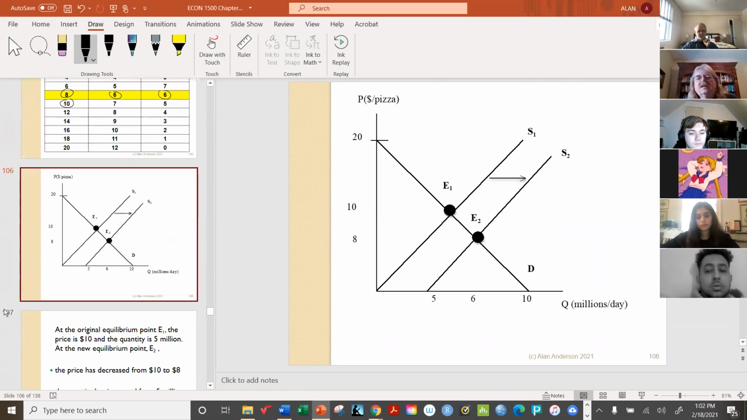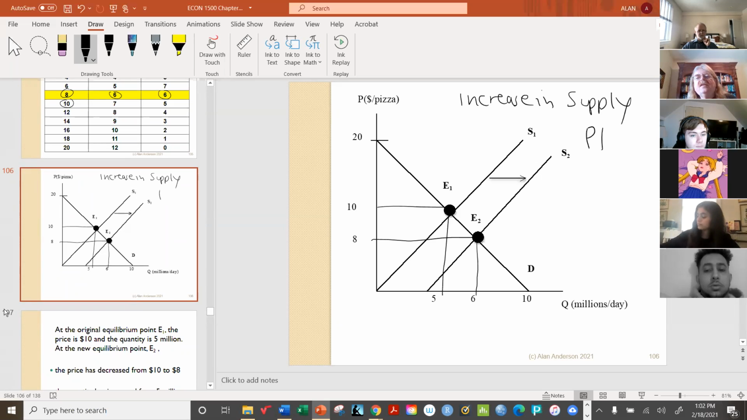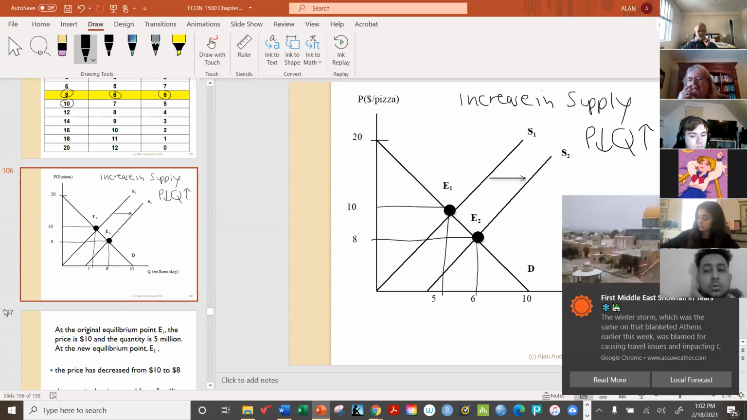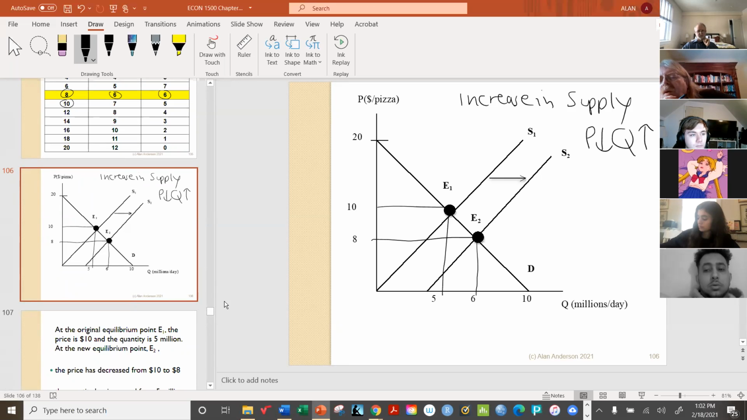So let's look at this. Ooh, we like this one. Look what happened. As a result of the increase in supply, the price went down and the quantity went up. So we can have more pizzas and pay a lower price for them. It doesn't get any better than that. All right, more pizzas, lower price. What else do we want? I guess in a dream world they would be free, but this is okay too. The price went down, the quantity went up.